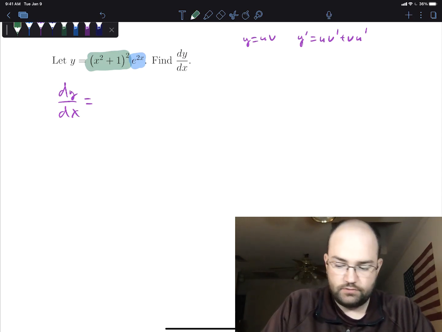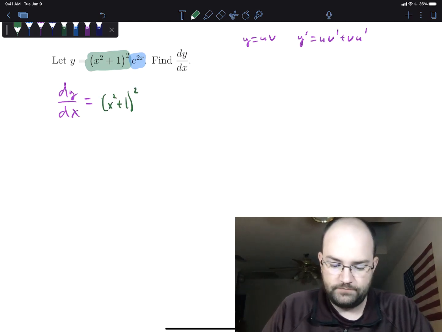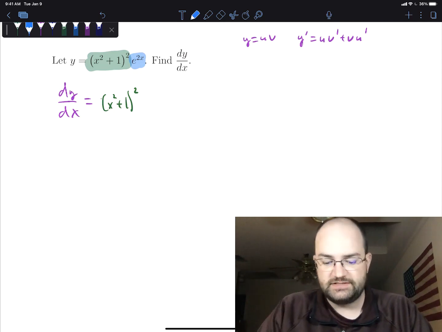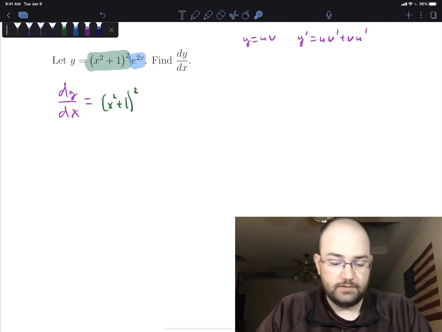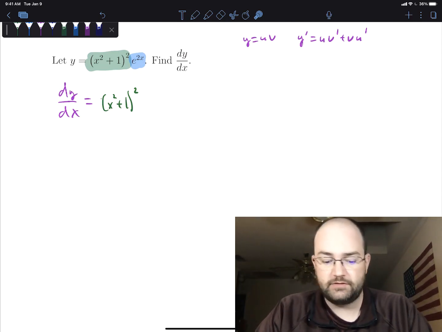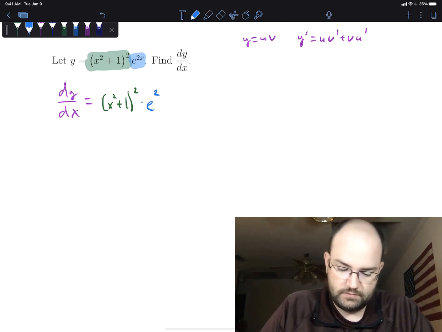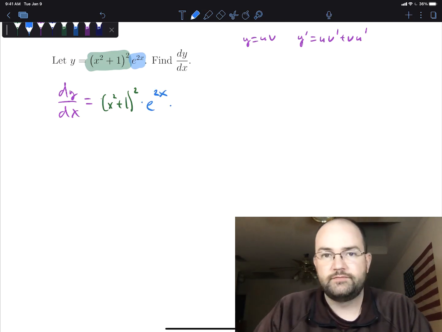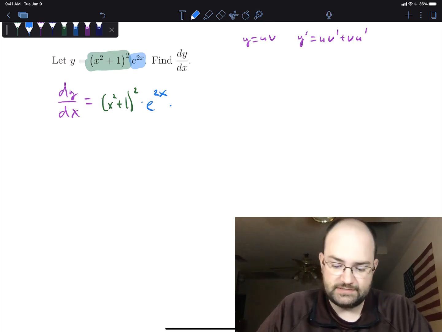Okay, so let's go ahead and do that. I'm just going to rewrite the first one, which is (x squared plus 1) all squared, and then multiply by the derivative of the second. Now, in the second here, we have e to the 2x. The base is e. That means I don't need a natural log as a scaling factor, so I can just rewrite it and then multiply by the derivative of the exponent. And the exponent is 2x, so the derivative of 2x is 2.